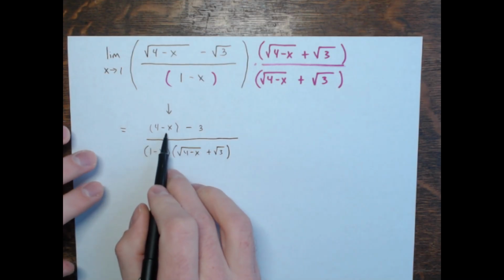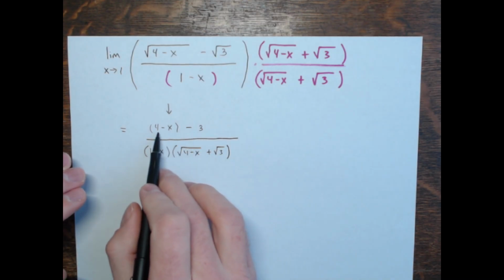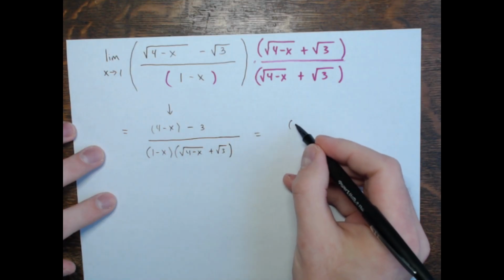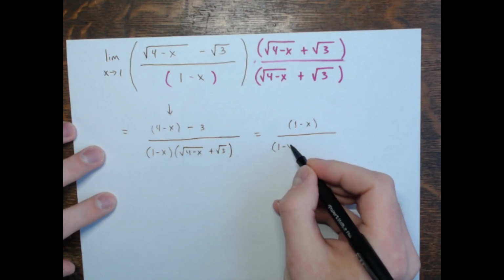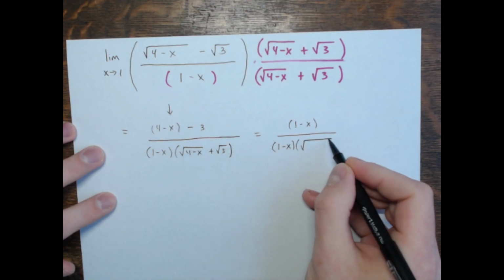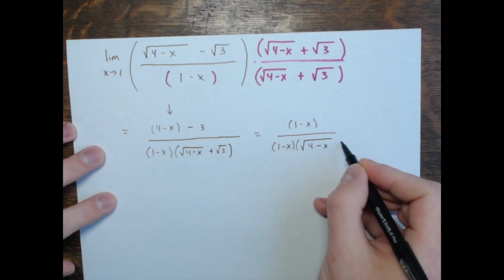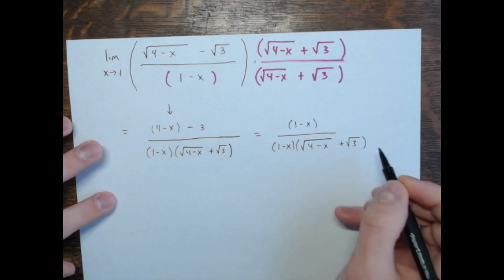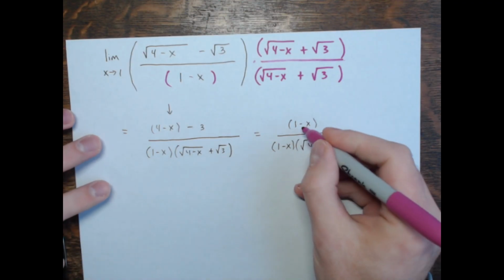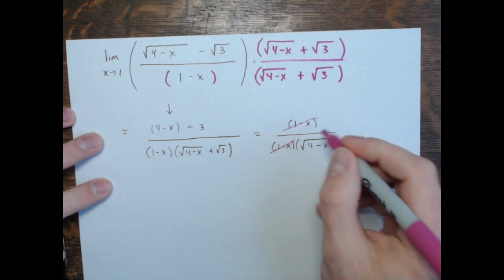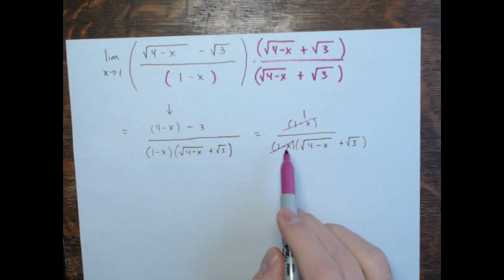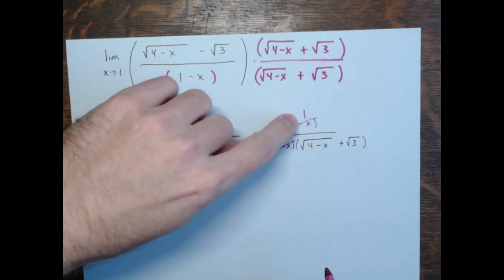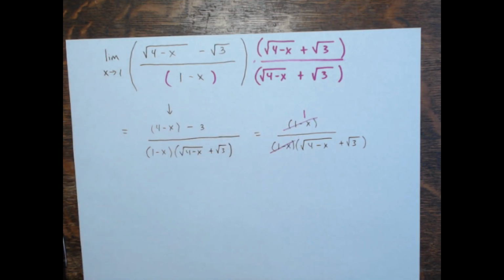Now 4 minus x minus 3 is just 1 minus x. So that's 1 minus x in the numerator divided by 1 minus x times that conjugate in the denominator, and the problem goes away. All right, 1 minus x over 1 minus x. Now you still have 1 in the numerator, but those were the problem, right? I plugged in 1. Those were what caused me to have 0 divided by 0.